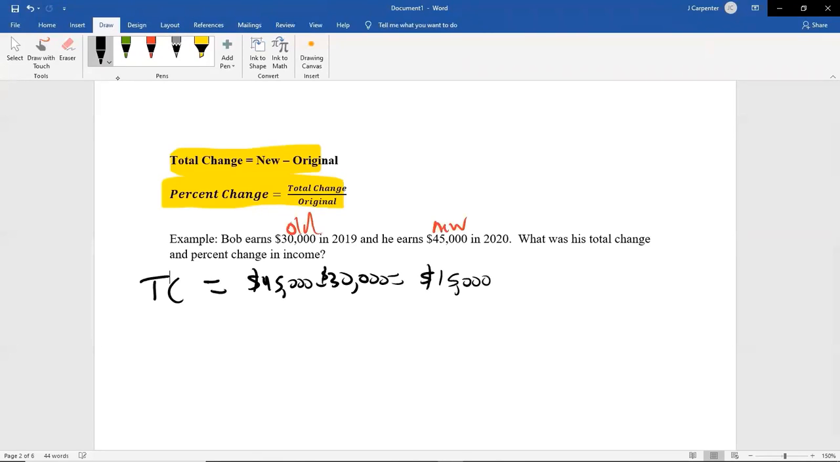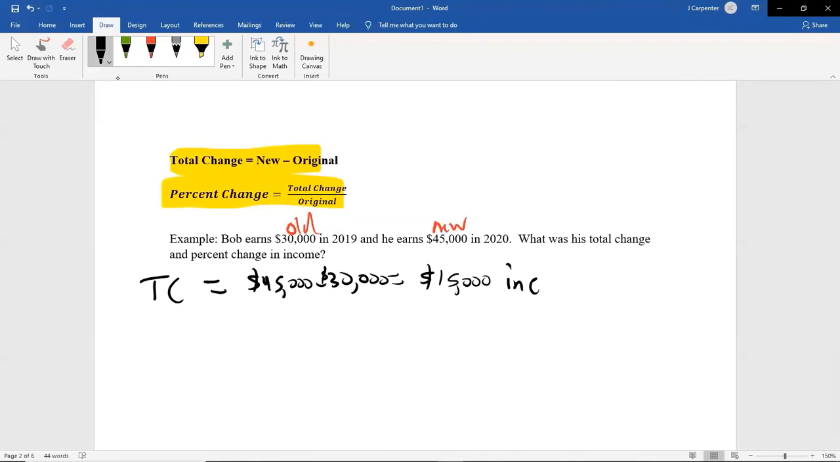Now, I didn't say Bob got a raise. I just said he earned this much and this much. Maybe he worked more hours. Maybe he got a raise and worked more hours. Don't know. We said we do like to mark whether this is an increase or decrease. Since it's positive, it's an increase. So his total change in income was it increased by $15,000 in 2020. He made the $30,000 from last year, and then he made $15,000 more via a raise or working more hours or something else.